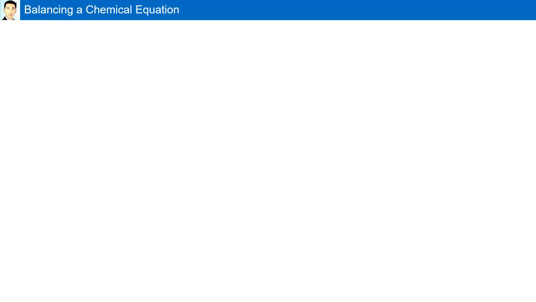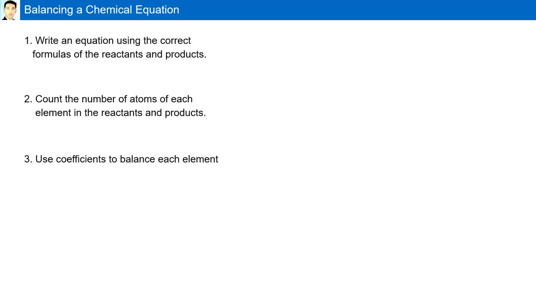Balancing a chemical equation. First, we need to write an equation using the correct formulas of the reactants and products. Here we have Na (s) plus Cl2 (g) producing NaCl (s). Chlorine is not written as Cl alone. It is written as Cl2 because chlorine exists as a diatomic molecule.